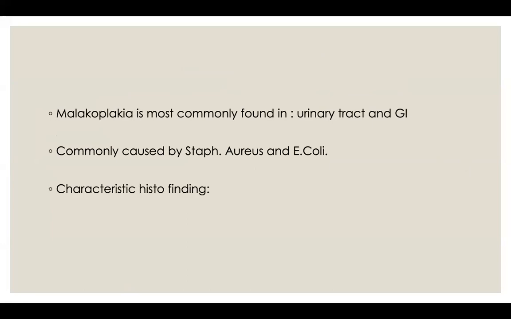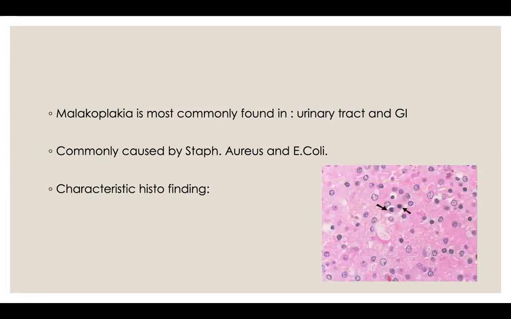Okay, and what is the characteristic histological finding when you see malakoplakia? What is it called? Yes, Dr. Michel. It's the Michaelis-Gutmann bodies, okay? And these are what you see as the layer of basophilic inclusion, consisting of partially digested bacteria that lead to deposition of calcium and iron. That is called Michaelis-Gutmann bodies, okay?